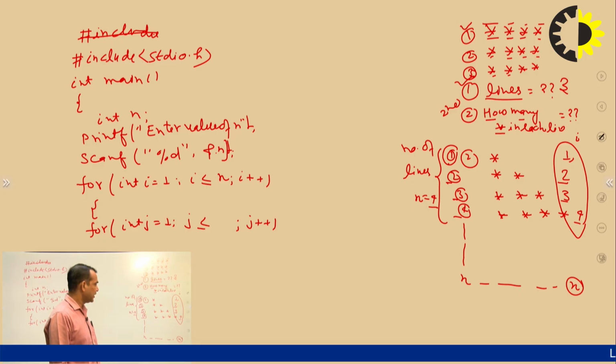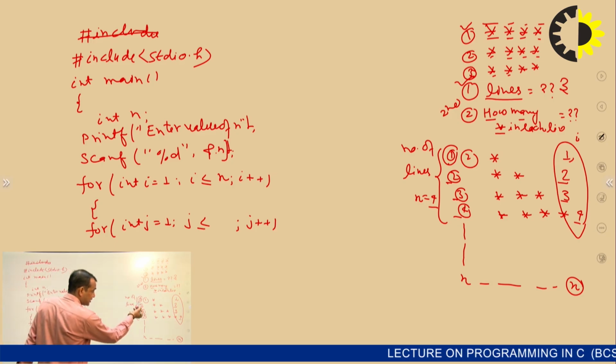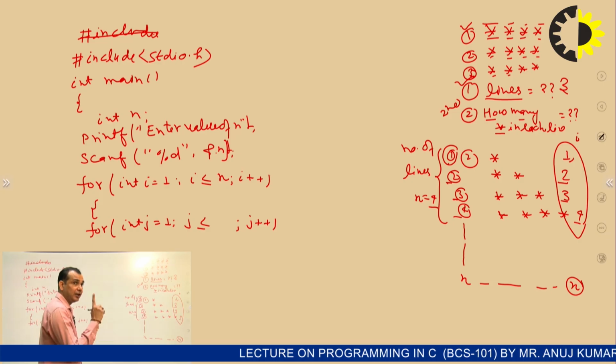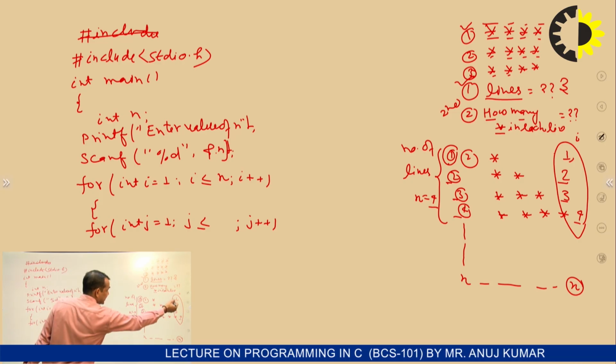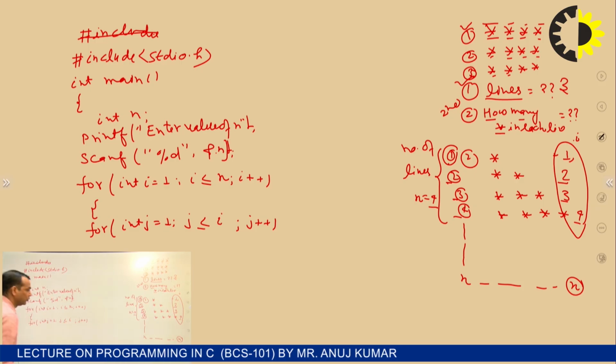And i, what is i? i is the loop for the number of lines. So we have to apply it here. When i equals 1 for the first time, how many times will the j loop execute? Only one time. What is the value of this? That is 1, means i. So we have to apply here j is less than or equal to i, then j++.